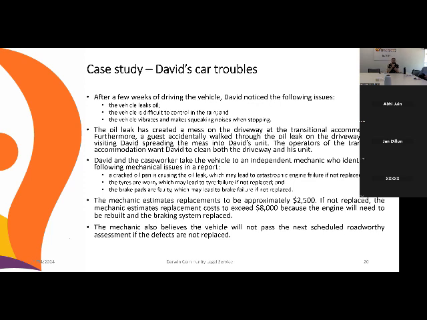Now, David and the caseworker decide to take the vehicle to an independent mechanic, and the mechanic identifies a number of issues. The first one is that the oil leak is being caused by a cracked oil pan. And if the cracked oil pan is not replaced, the risk is that the vehicle might experience catastrophic engine failure.